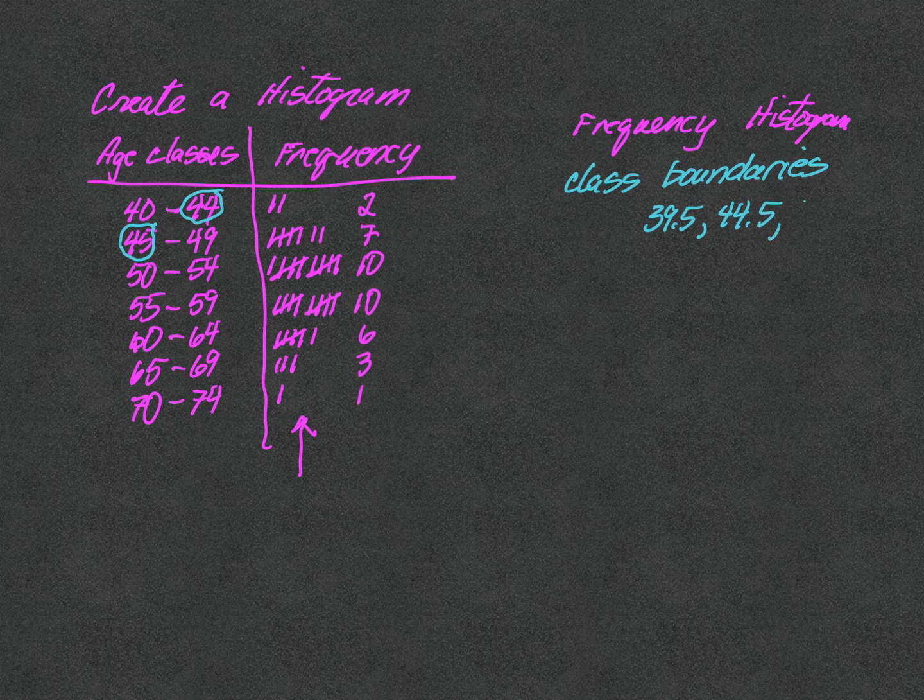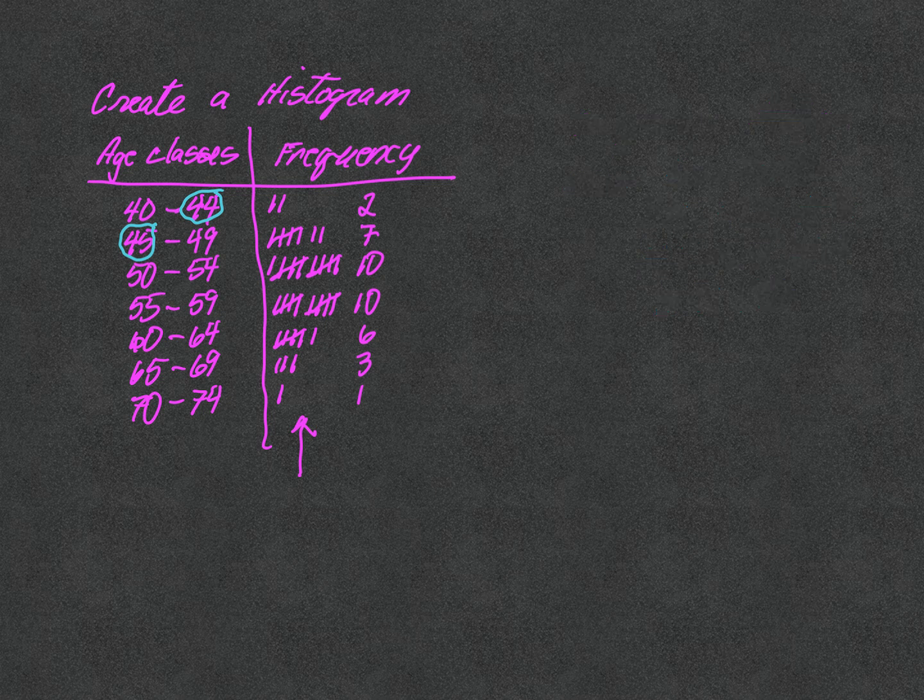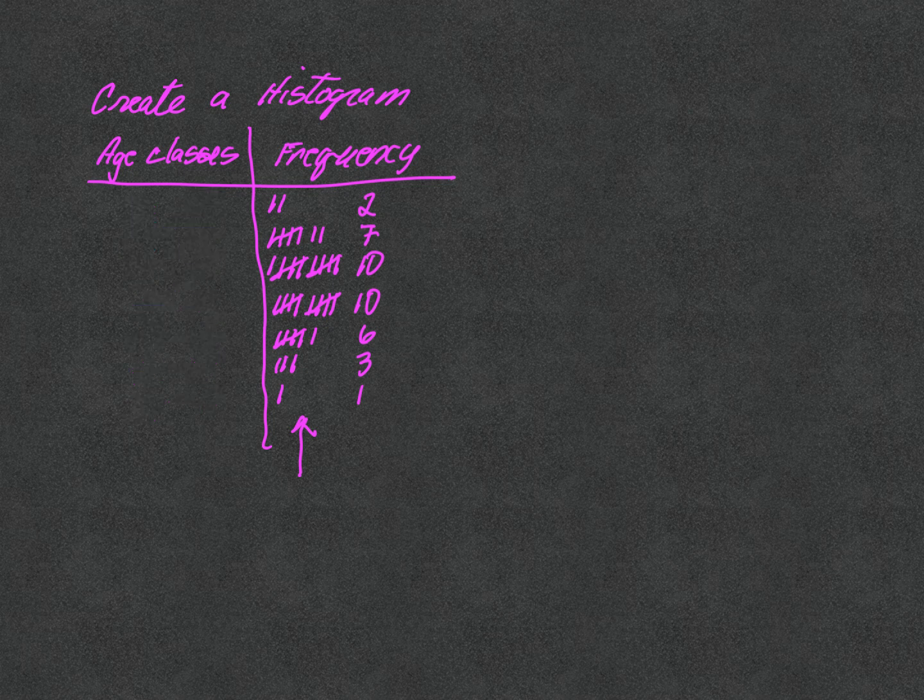44.5, 49.5, 54.5, 59.5, 64.5, 69.5, and 74.5. So those are our class boundaries. Now, all I've done is I've added these two together in each group and divided by 2, and I got those. Or I found halfway between them, however you wish to kind of think about that.